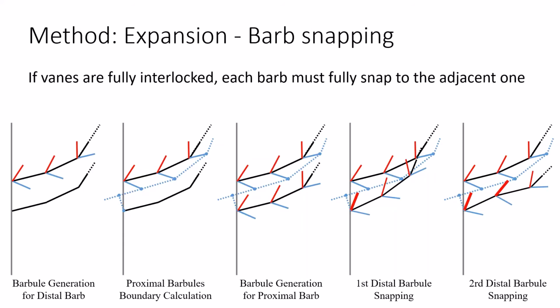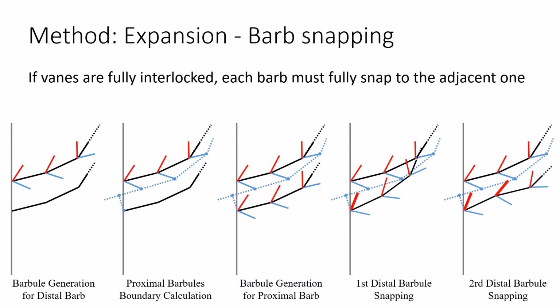After having Barbules vectors, we can try to mimic this phenomenon by considering these facts. For a vane holding Barbules with hooklets, if the vanes are fully interlocked, each barb must fully snap to the adjacent one. Therefore, we first generate two groups of Barbules on one barb, the proximal group and the distal group. Then we calculate the boundary of the proximal Barbules, the blue ones.